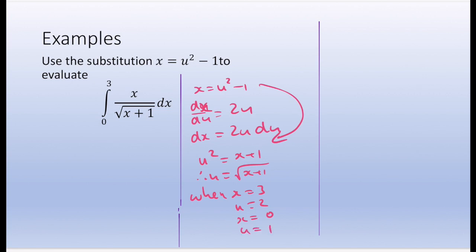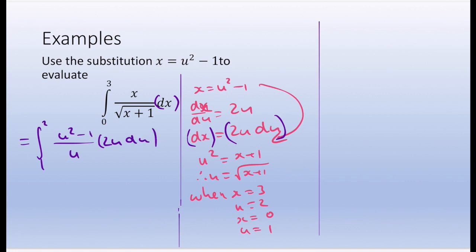So it looks very similar to the last example, which is good because we can do it really quickly. So we're going to go 2, 1, and then we've got u squared minus 1 over u. And then we've got this situation here for dx. So we've got 2u du. It looks very similar to the last one, so I will fast forward it. Let's see how we go.